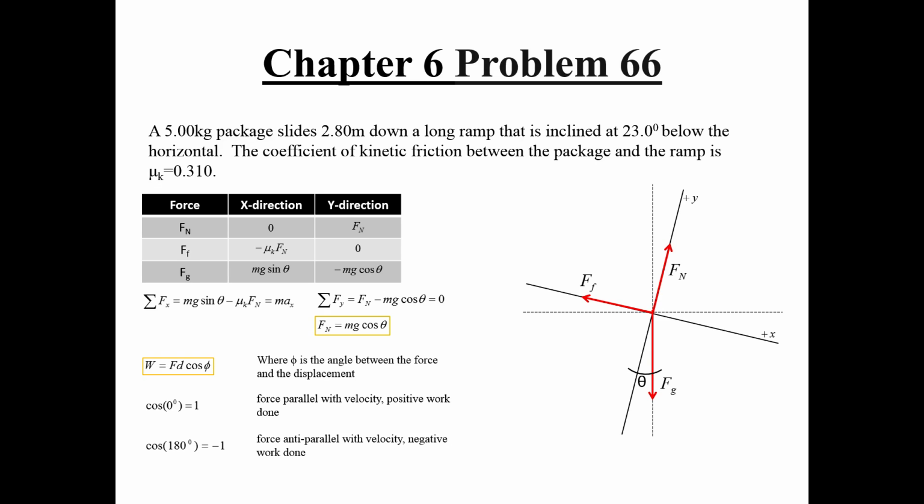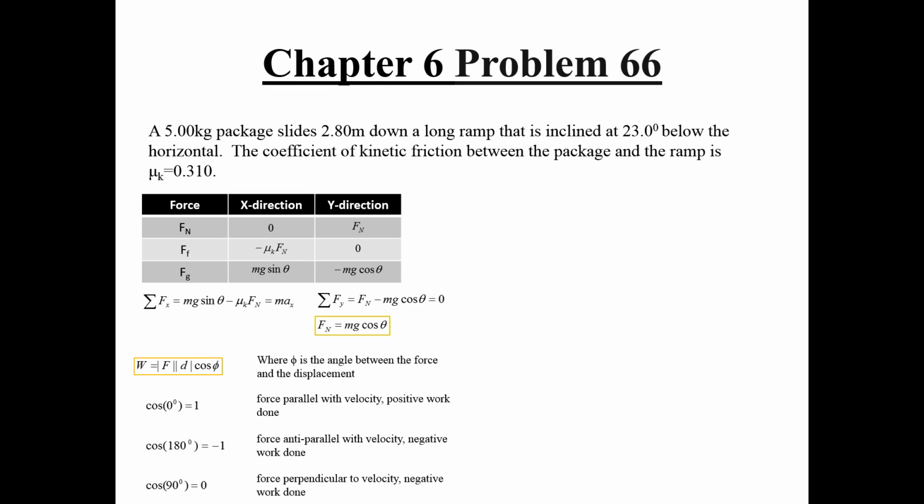And if the force is perpendicular to the surface, phi is equal to 90 degrees and causes cosine of phi to be 0. What this tells us is if the force is parallel, work is positive. If the force is anti-parallel, the work is negative. And if the force is perpendicular, the work done is 0. So let's start calculating the work done by our 3 forces.